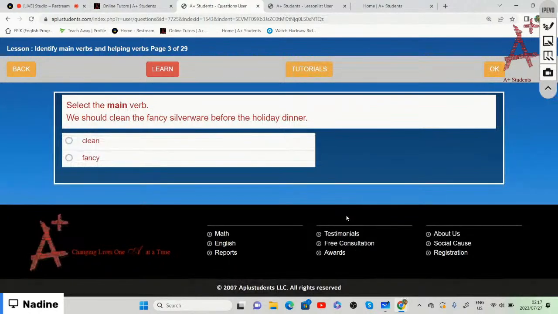Now we need to select the main verb within the sentence. We should clean the fancy silverware before the holiday dinner. The main verb, is it clean or is it fancy? All right, if we select the main verb within that sentence, we are going to choose the main verb as clean.